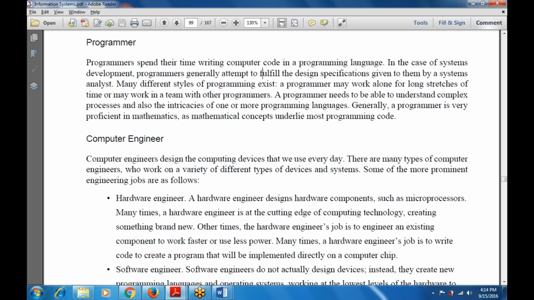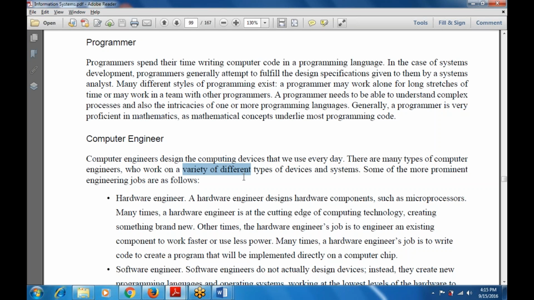There are many types of computing devices, and computer engineers work on a variety of different types of devices and systems. There are multiple kinds of computer engineers who work on a variety of different types of devices and systems. Some of the more prominent engineering jobs are as follows. First one is a hardware engineer.